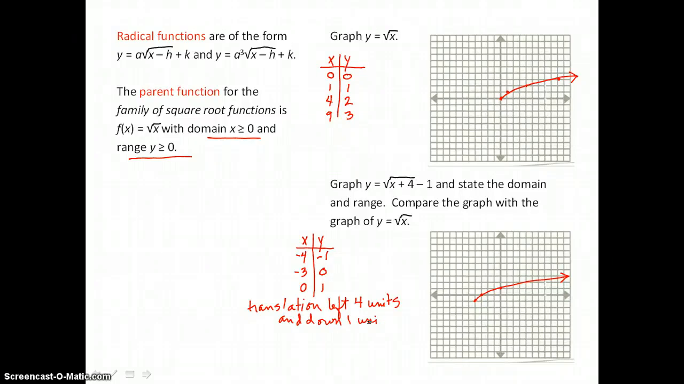Now we can tell from the equation that we're going to have those translations because our h value is negative 4, causing this curve to go left 4 units, and our k value is negative 1, causing it to go down 1 unit. The domain is all x greater than or equal to negative 4, and the range is all y greater than or equal to negative 1.